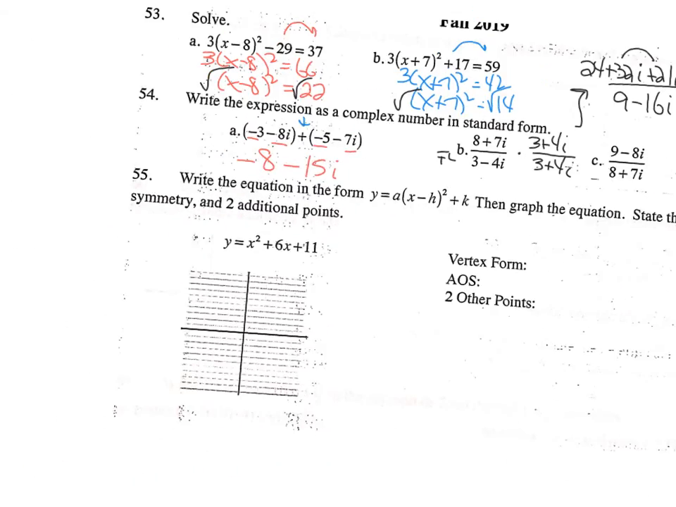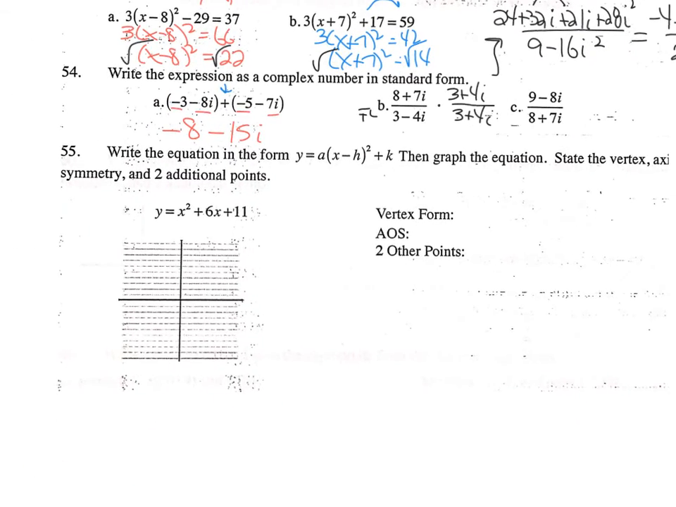All right. Number 55. Write an equation in vertex form. Then graph, state the vertex, axis of symmetry, and two additional points. Okay. So I'm going to take this equation, y equals x squared plus 6x plus 11. Now, you know what you need to do. Go ahead and group those two. Leave the 11 out here. And you have to complete the square.